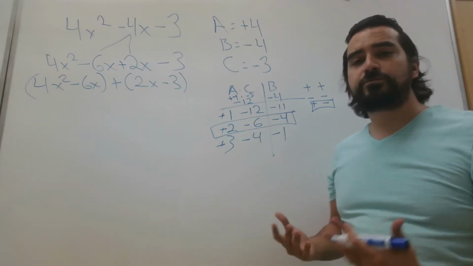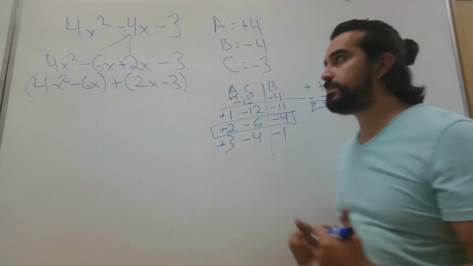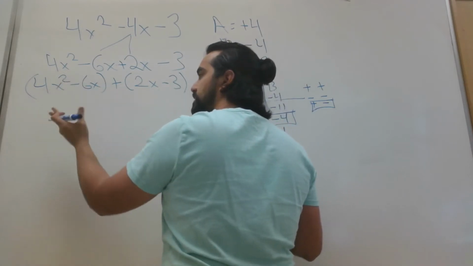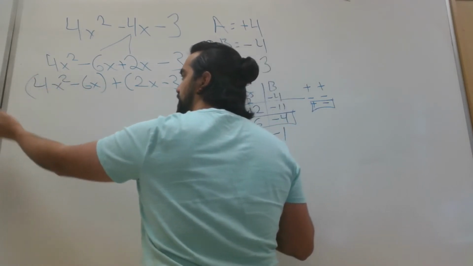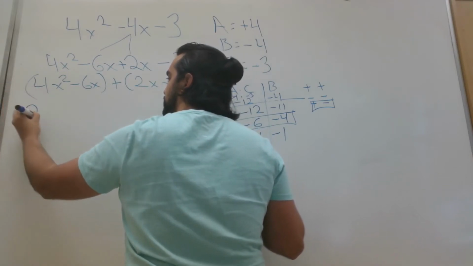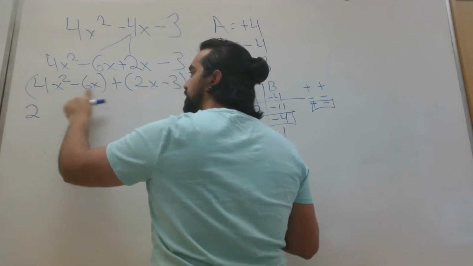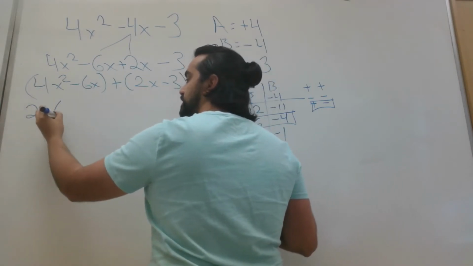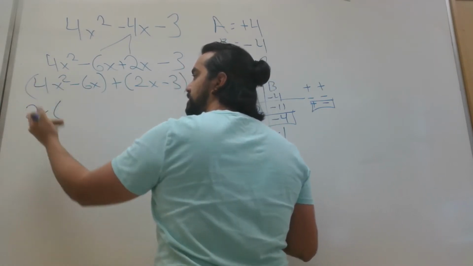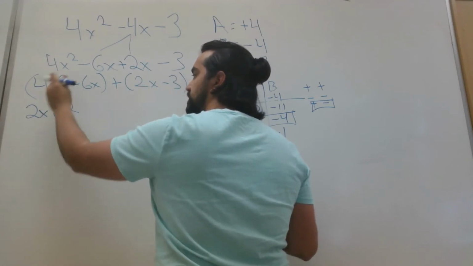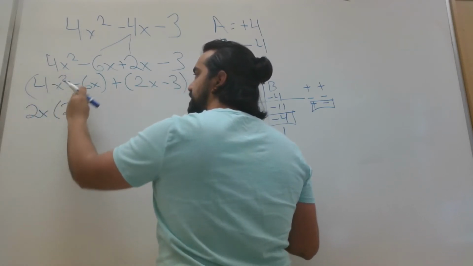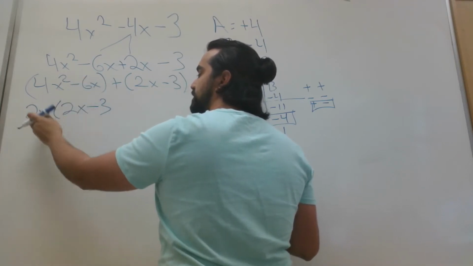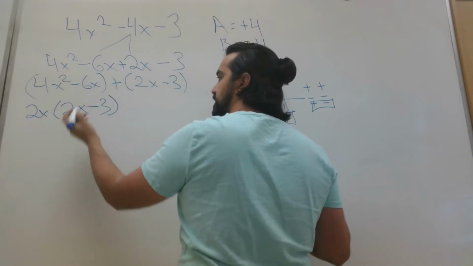So let's go ahead and find out what we could pull out from each binomial. From the first binomial, 4x squared minus 6x, the first thing I noticed from the coefficients, I could pull out a 2. From the variables, I see I could also pull out x. So I'm left over with 4 divided by 2 gives you 2. X squared divided by x gives you x. -6 divided by 2 gives you -3. X divided by x gives you 1, so it stays like that.